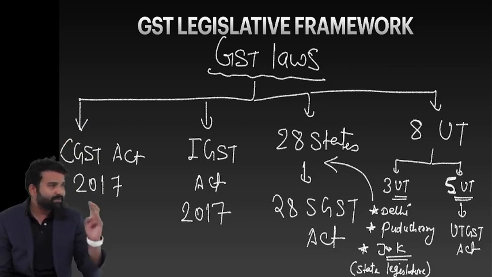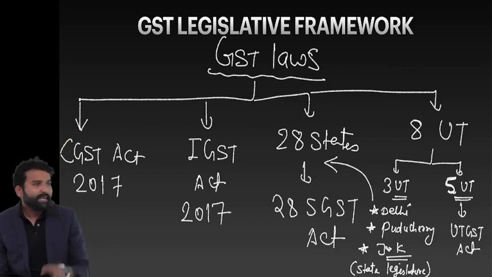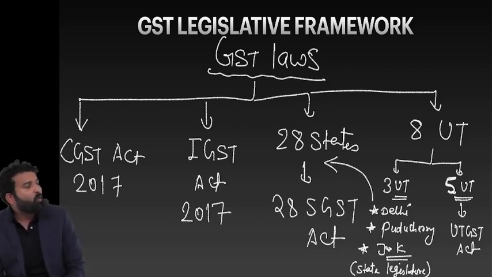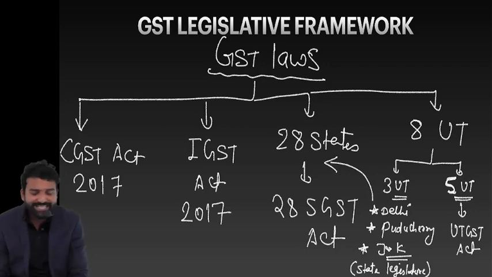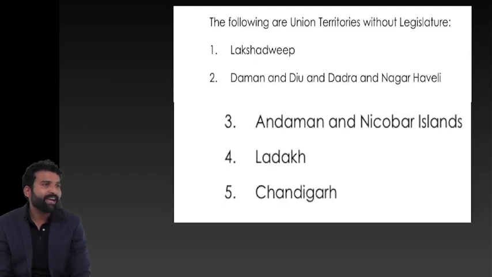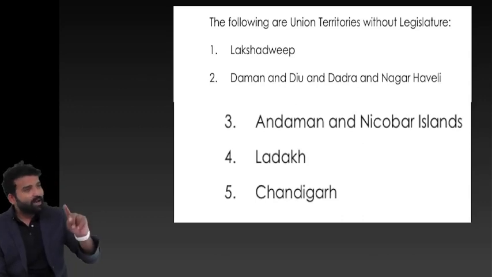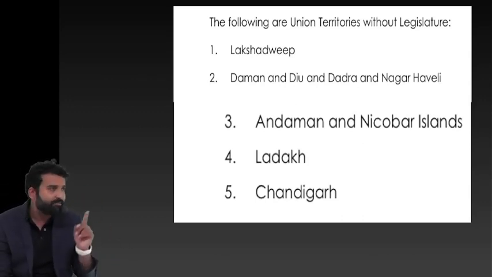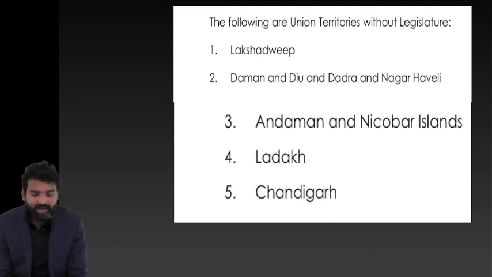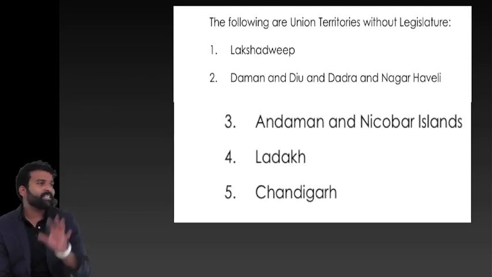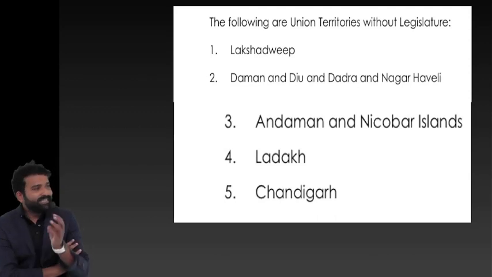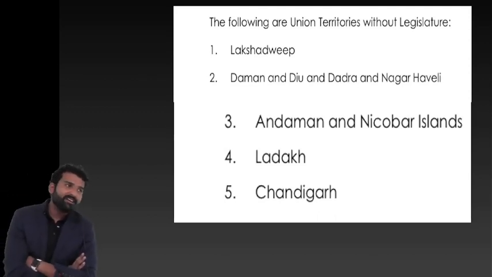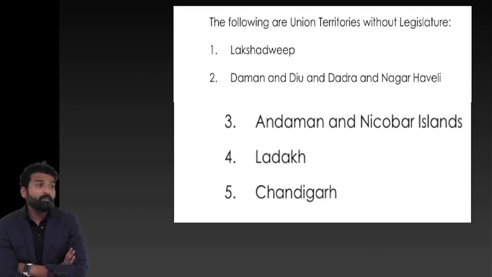Which are the 3 names? Are you able to remember these 3 names? Delhi, Puducherry and Jammu and Kashmir. Sir, what are the 5 UTs which have the UTGST Act? These are the 5 UTs where we have the UTGST Act: Lakshadweep, Daman and Diu and Dadra and Nagar Haveli, which is now 1 UT, so they have 1 UTGST Act, Andaman and Nicobar, Ladakh and Chandigarh. These 5 UTs have the UTGST Act. The 3 UTs remaining are Delhi, Jammu and Kashmir and Puducherry.